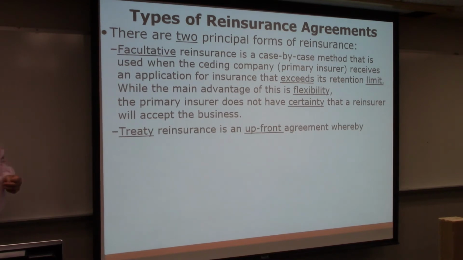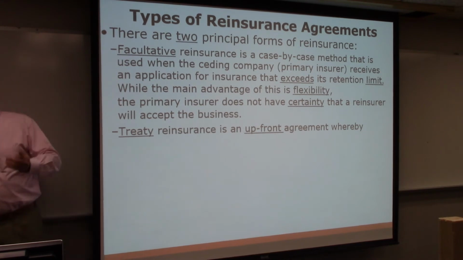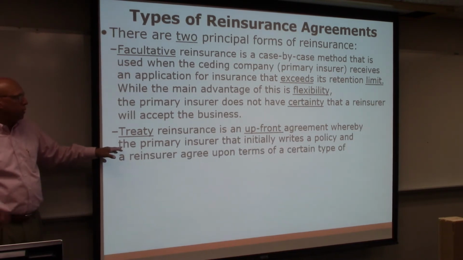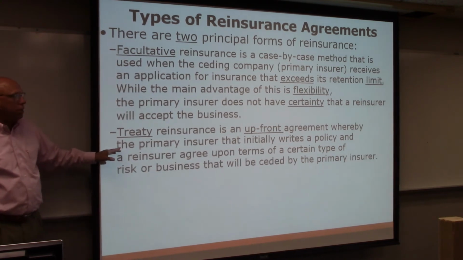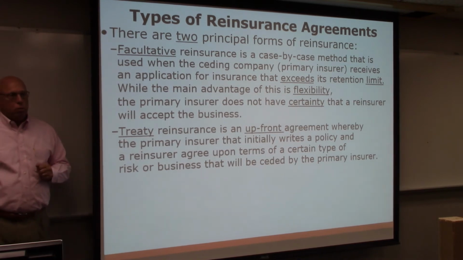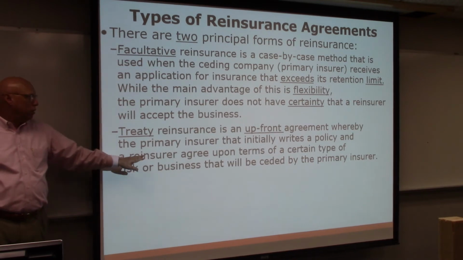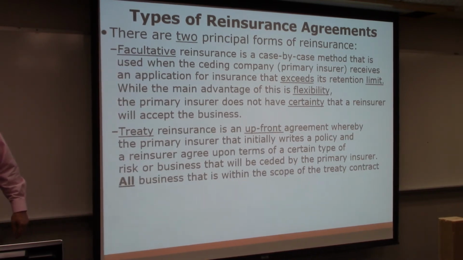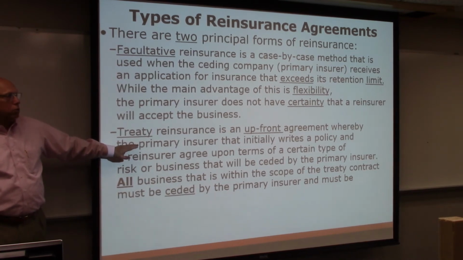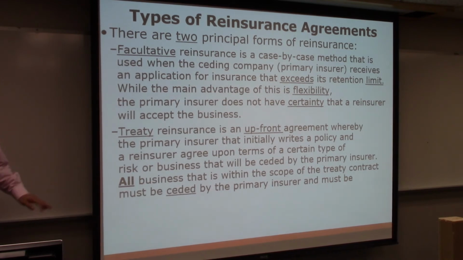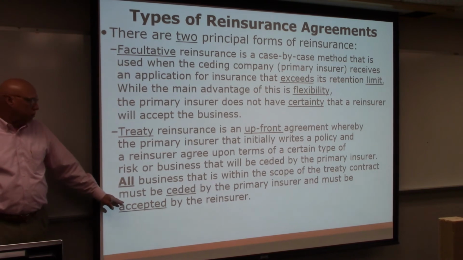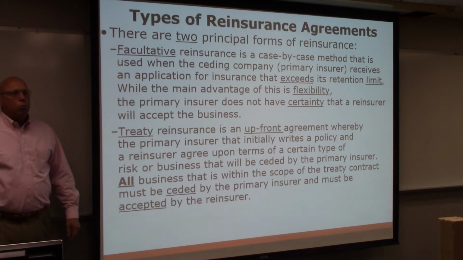The other way is called treaty reinsurance. This is an agreement that is struck up front whereby the primary insurer that initially writes the policy and the reinsurer agree upon terms of a certain type of risk or business that will be ceded. So it's less flexibility for the primary insurer, but there's more certainty for both companies that a certain amount of business is going to be transferred from the primary insurer to the reinsurer. Based on the agreement, the business is transferred over to the reinsurer, and the reinsurer accepts it. There are two ways the transfer is done, and we'll look at both. So, less flexibility, more certainty.